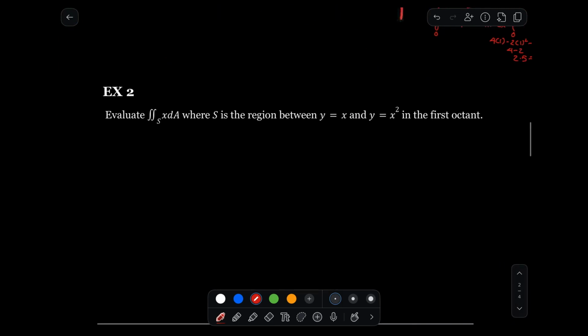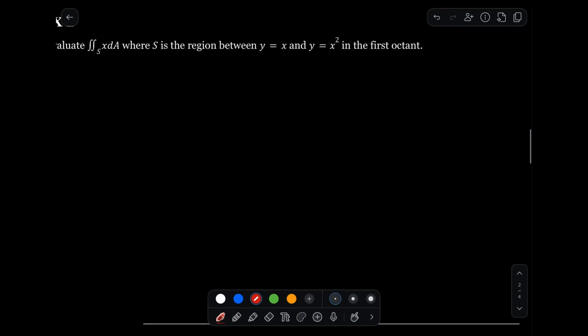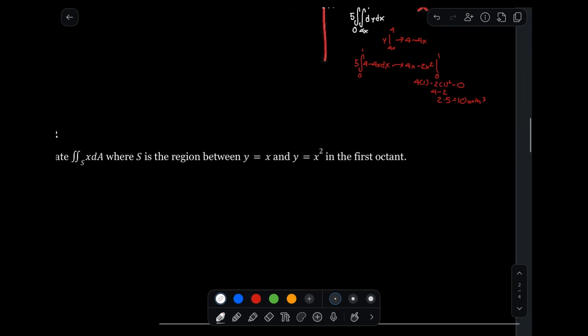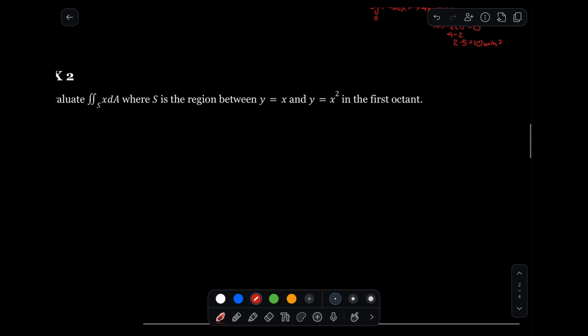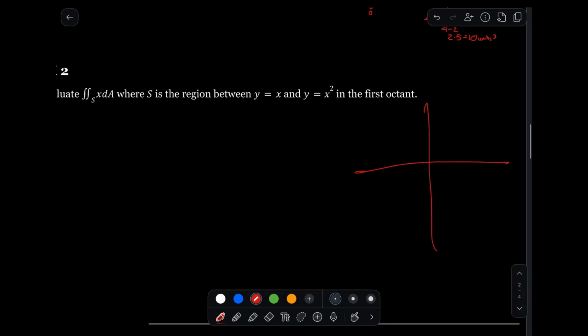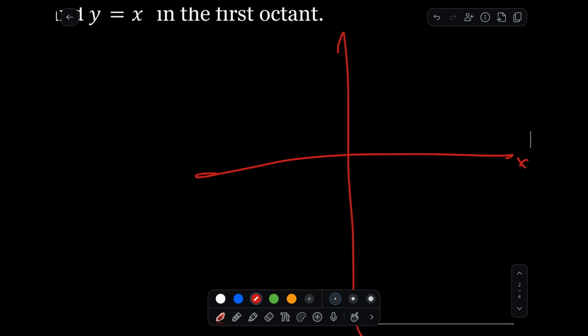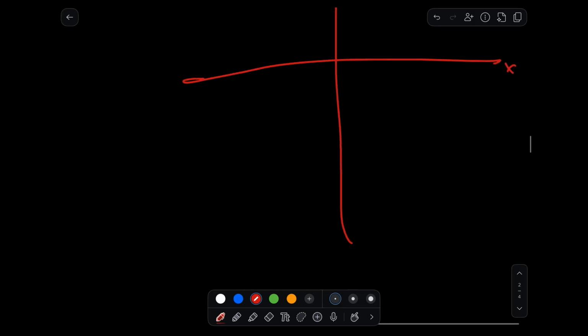And now, for example 2, we're going to evaluate the double integral over the region S of x dA, where S is the region between y equals x and y equals x squared in the first octant. So if you want to try this on your own, feel free to pause the video and let's get right into it. All right, so let's draw out our graph. That's a good enough graph for me, at least. We can always do better, but you know, whatever works.